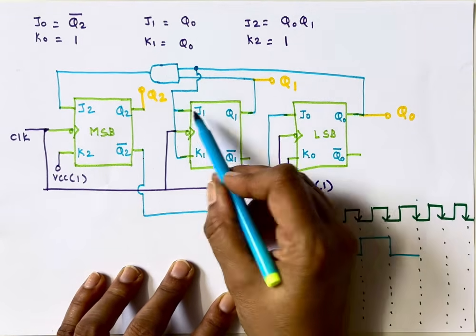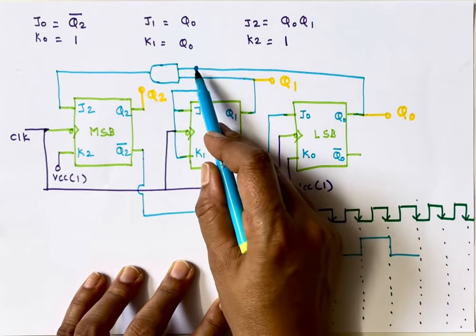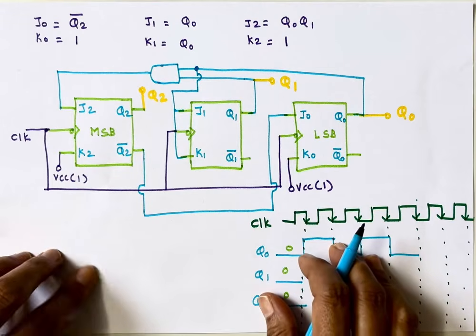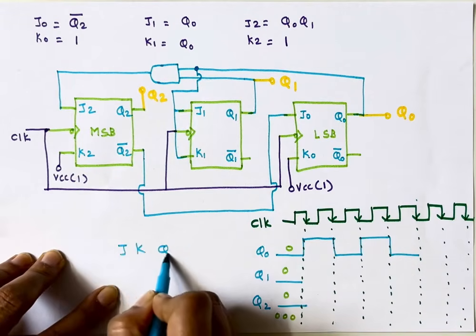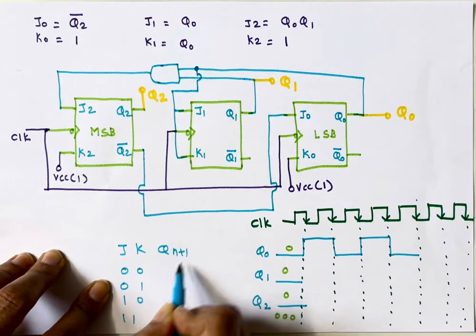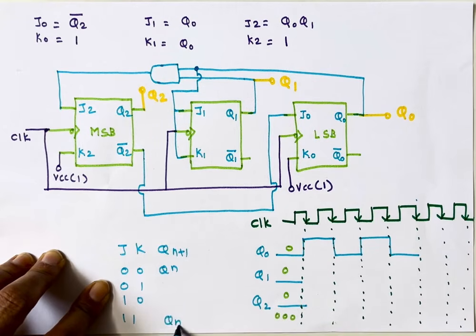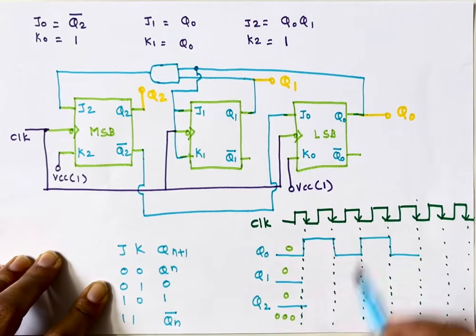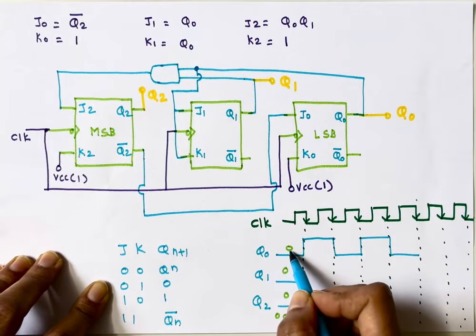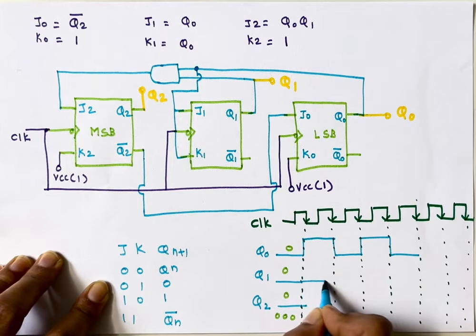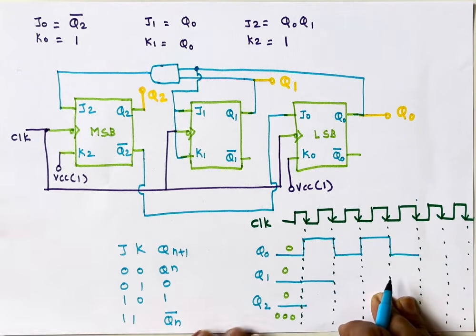Then Q1 depends on the values of J1 and K1. So J1 and K1 are Q0. What is Q0 here? 0. So in a JK flip-flop, I'll write the truth table again: 0, 0, 0, 1, 1, 0 and 1, 1. For 0, 0, the next state is the same as the present state. For 1, 1, the next state is the complement of the present state. Here Q1 depends on J1 and K1, which are the same as Q0. Q0 is 0, which means both inputs are 0, so the next state will remain the same as the present state. So here it is 0.